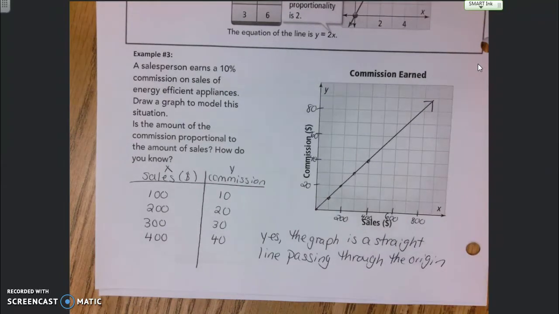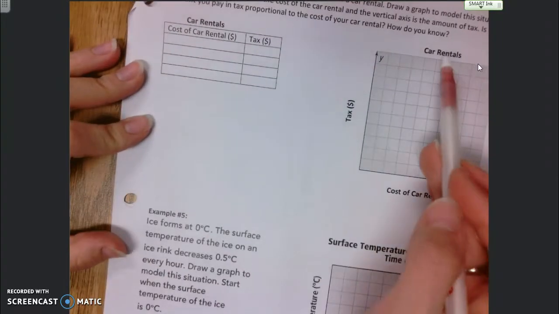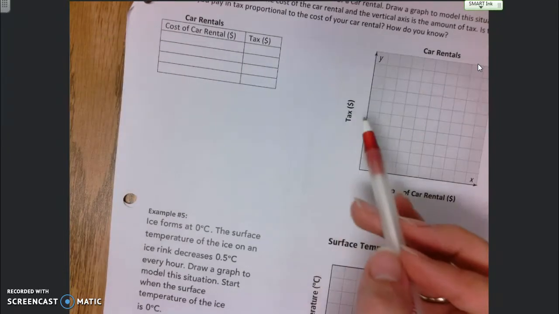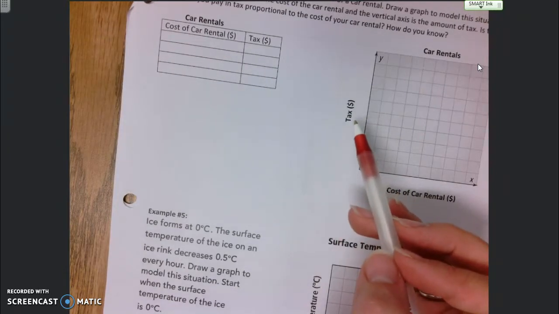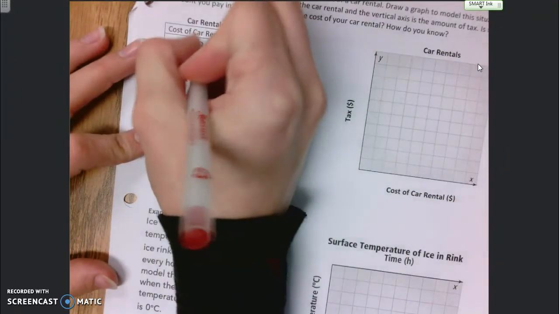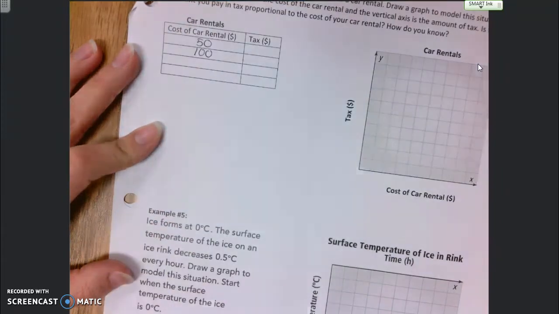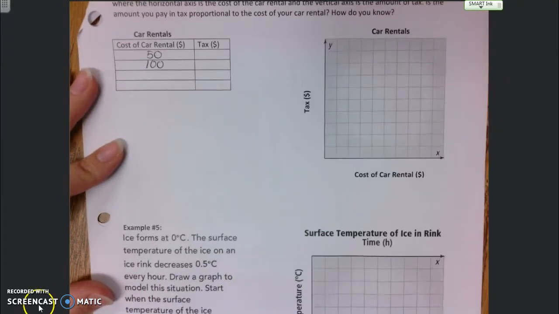Okay. So I'm going to have you guys try number 4. I'm just going to give you a little hint here so that you know how to fill this in. Again, I'm telling you that the car rentals is here, cost is here, tax is here. And I'm just going to give you these values so we all end up with the same answer. I'm going to put 50 and then 100 and then keep following that pattern. So if you could give that one a try.